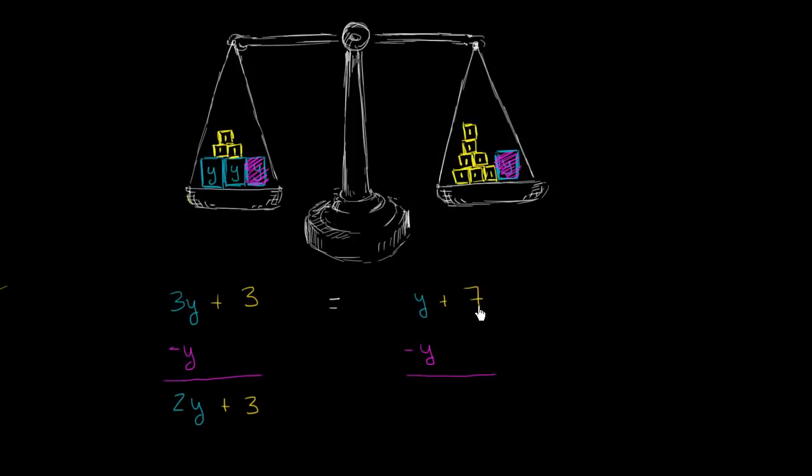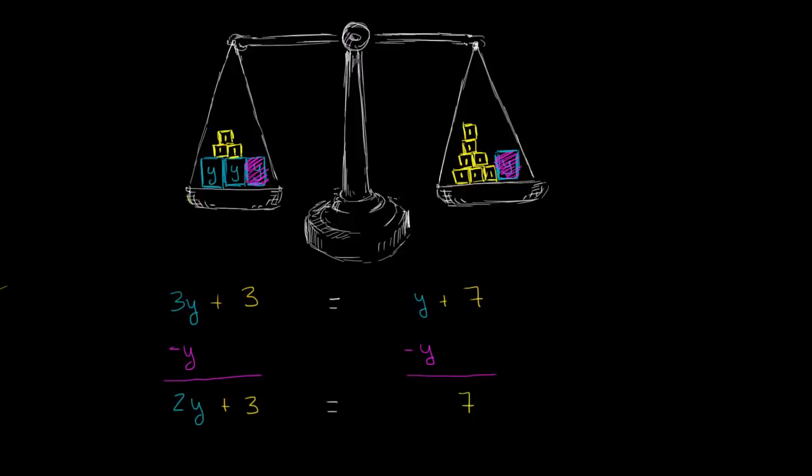But I still have 7 of the yellow blocks. And since I took away the exact same mass from both sides, the scale is still going to be balanced. It was balanced before. I took away the same thing from both sides, and so the scale is still balanced. So this is going to be equal to that.